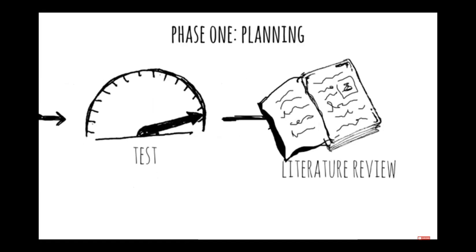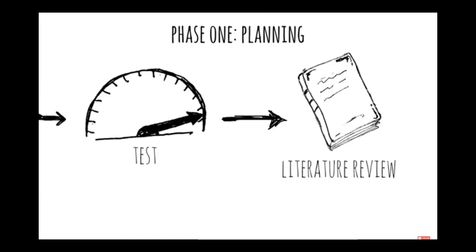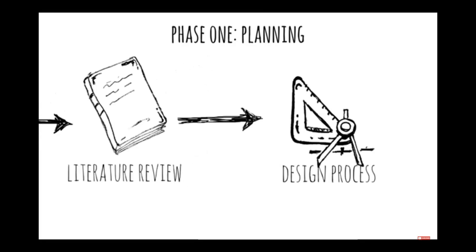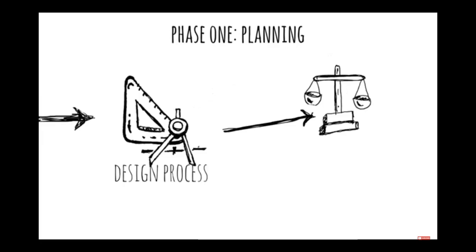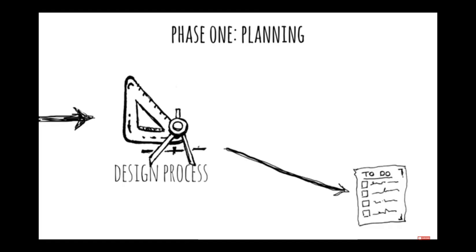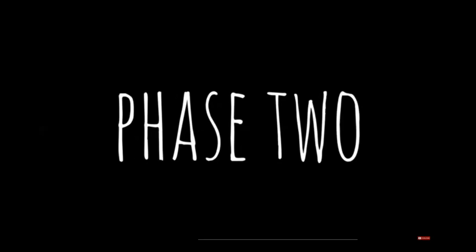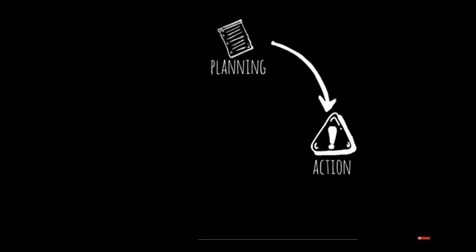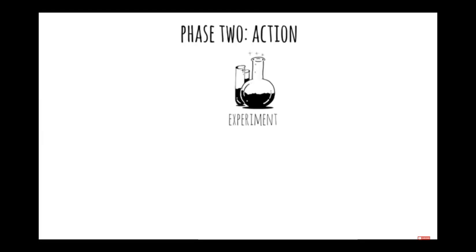Next, you conduct a literature review to gain a deeper understanding of the topic. Finally, you move into the design process, where you determine your data methods, consider ethical issues, get the required permissions, create deadlines, and set up the systems. Next, you move into the action phase. This is where you engage in multiple cycles of experimentation and data collection.